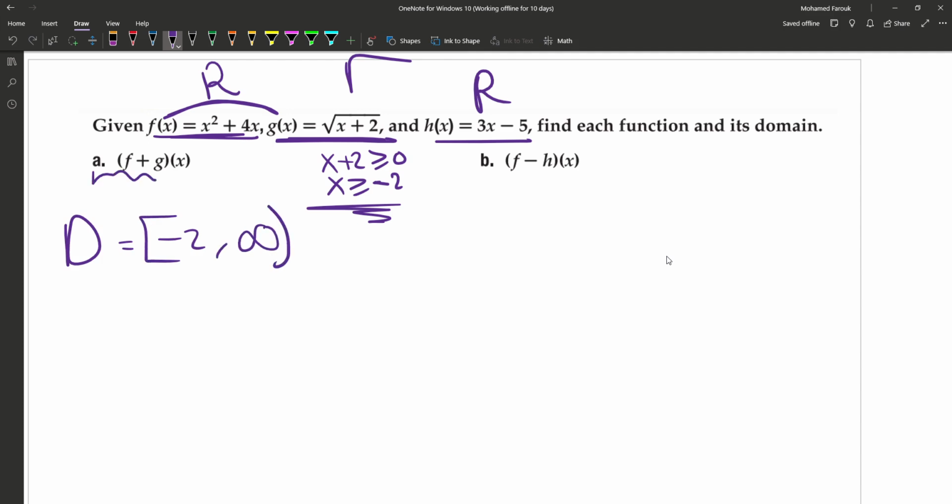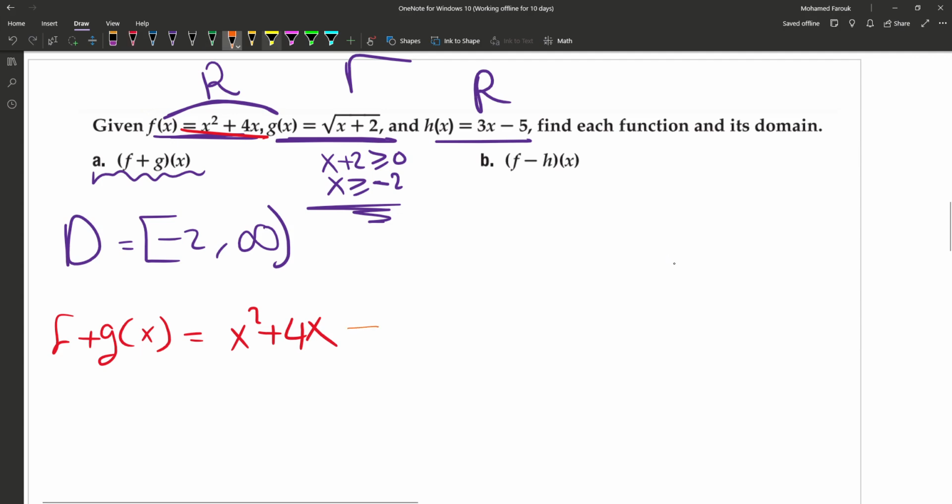And let's start combining the two functions. f plus g of x. We will start with f, which is x squared plus 4x, and then we will add g of x, which is root x plus 2. Actually, this is your result. You don't have to simplify any further. So f plus g of x will be f of x plus g of x, which is x squared plus 4x plus root x plus 2. And you're done.